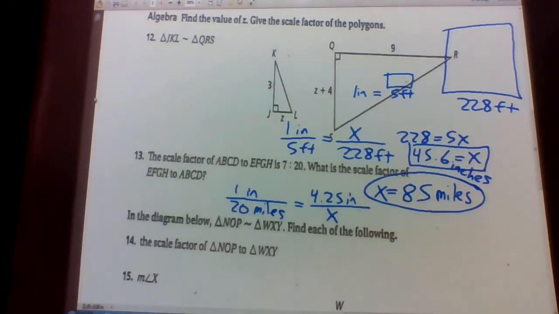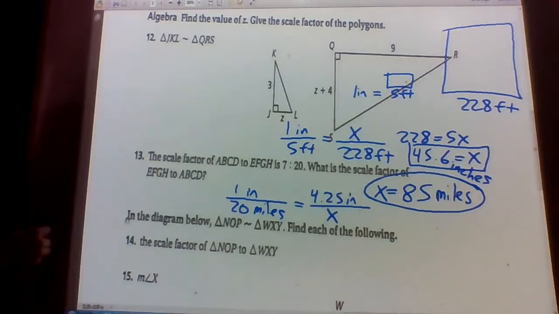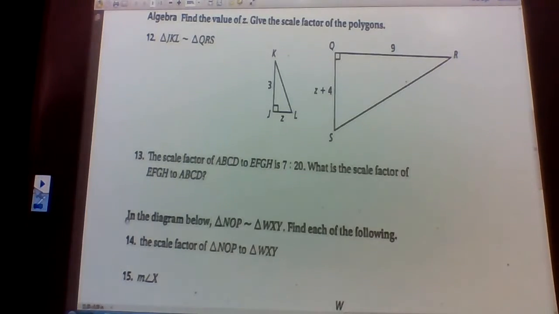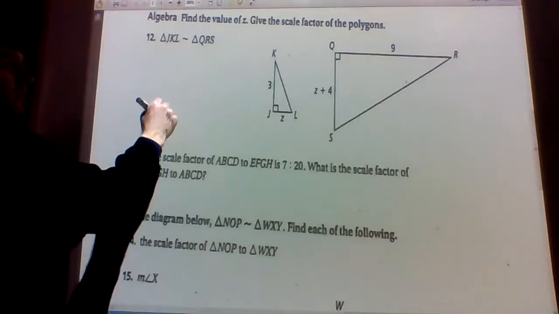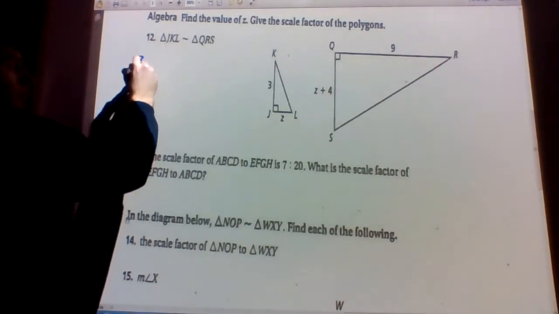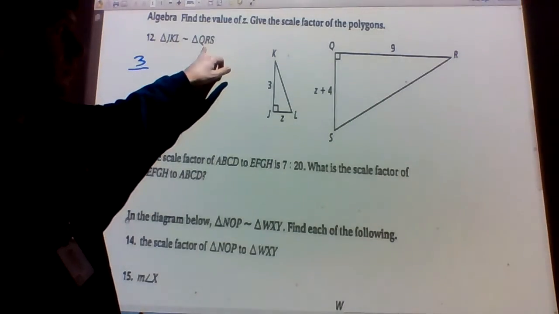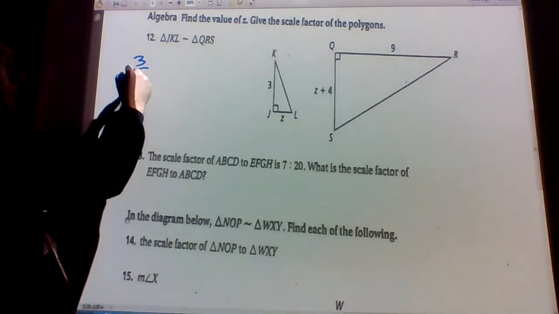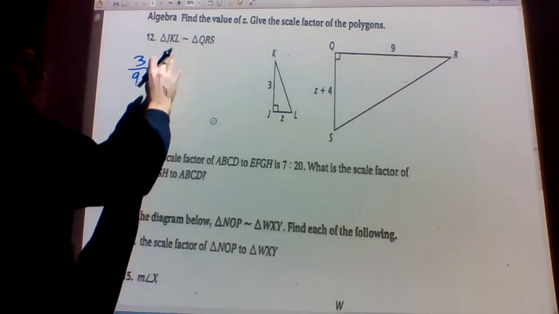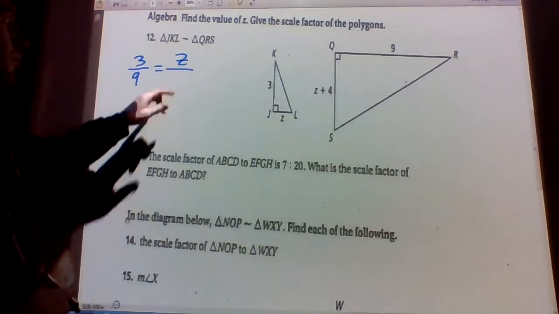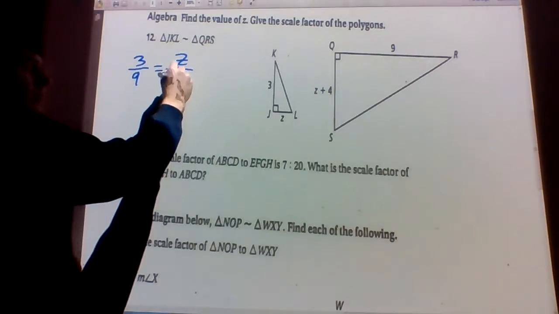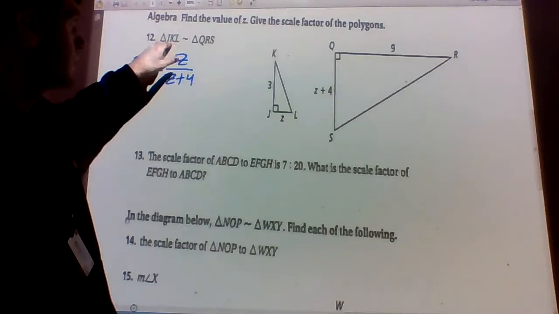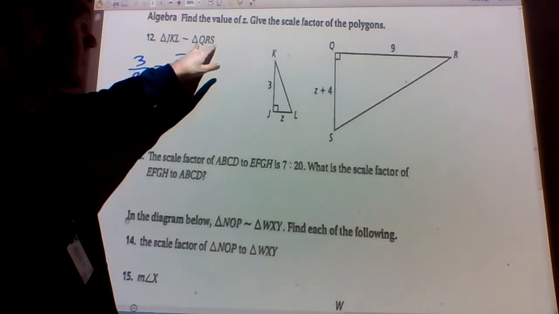We scroll down here, we have two triangles here. Okay, they tell us they're similar and they're giving us sides. So we know that similar triangles have proportional sides, so we can set up a proportion. So 3 is JK. JK is going to match up with QR, so that's 3 over 9, right? You got to rotate it. And then JL, Z, it's going to match up with QS, which is Z plus 4.